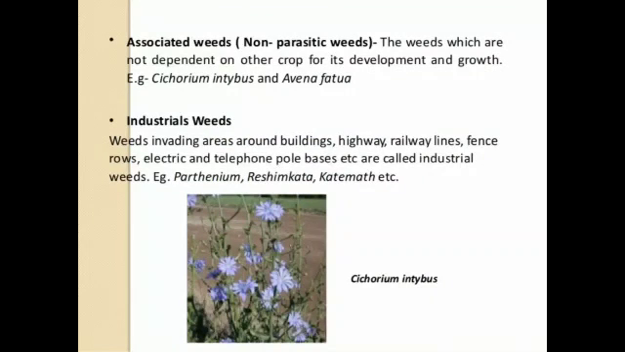Then associated weeds means non-parasitic weeds, the weeds which are not dependent on other crops for their development and growth. An example like Avena fatua or Cichorium intybus. Then industrial weeds, the weeds invading areas around buildings, highways, railway lines, fences, roads, or electric and telephone pole bases, are called industrial weeds. Their examples are Parthenium, reshim kata and katamate. Okay, this is the classification of weeds. Thank you.